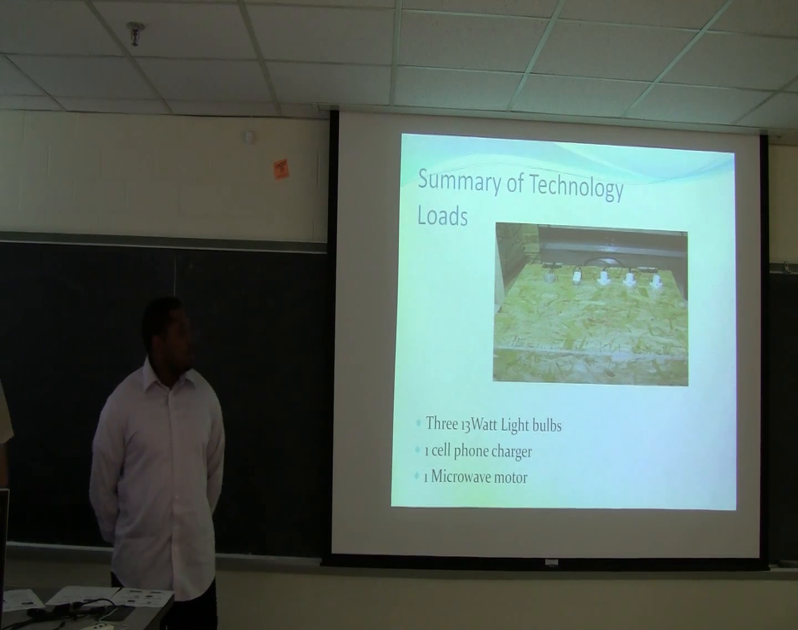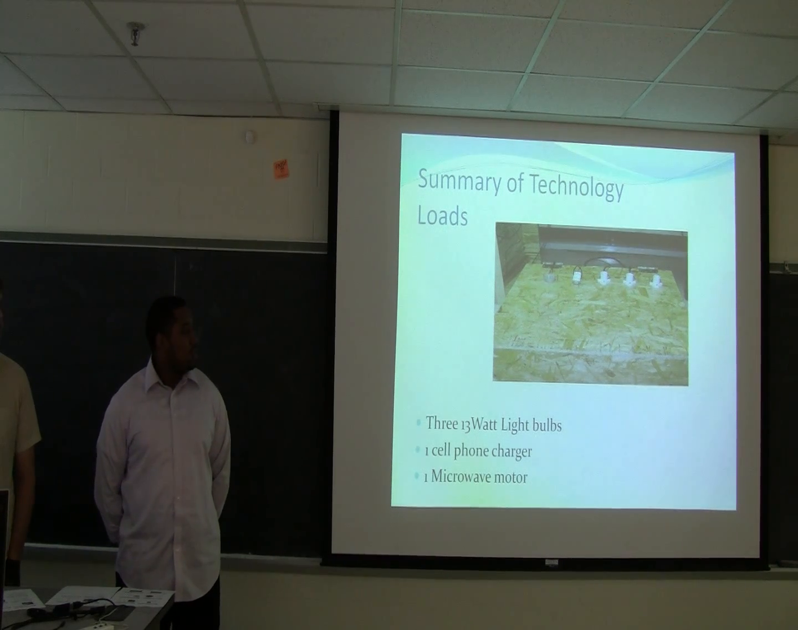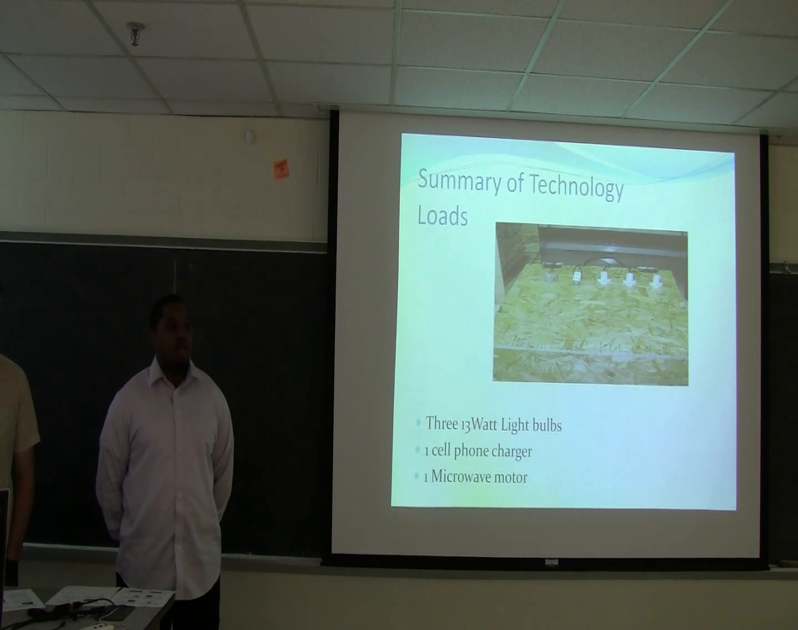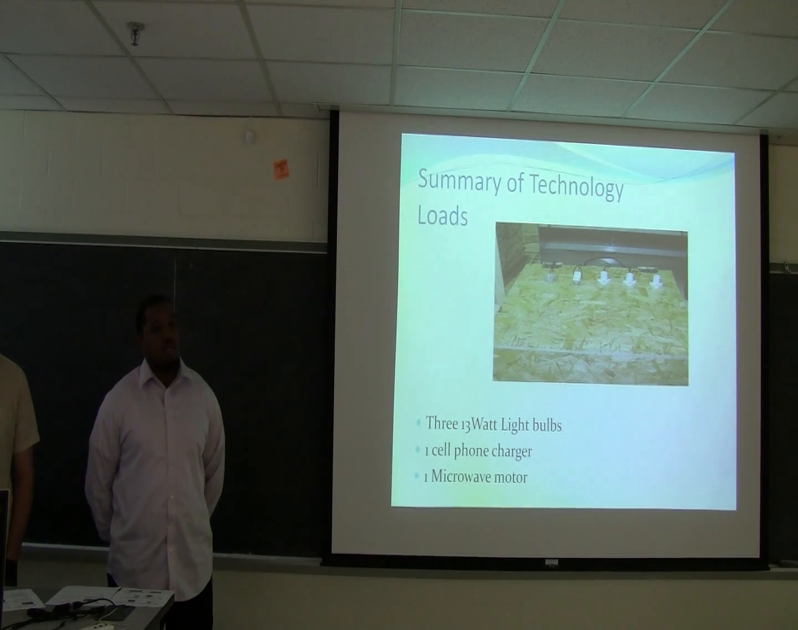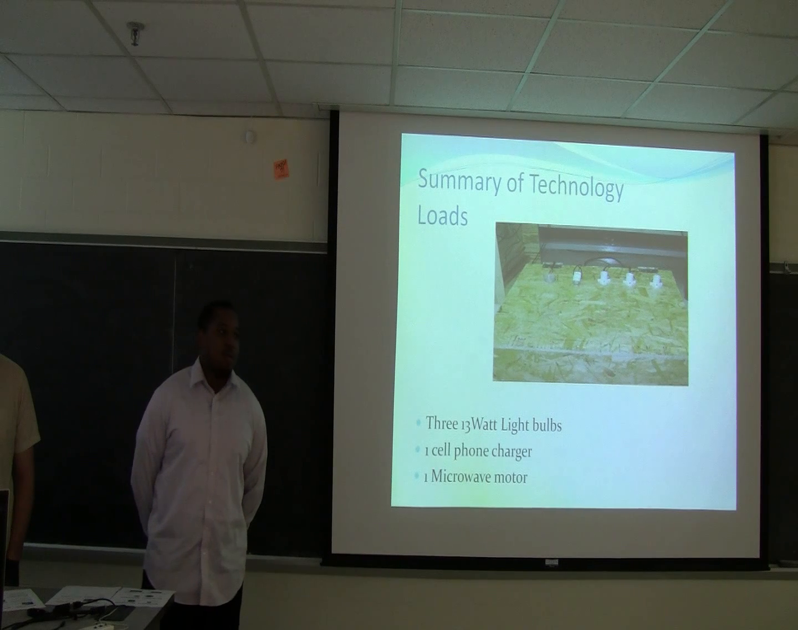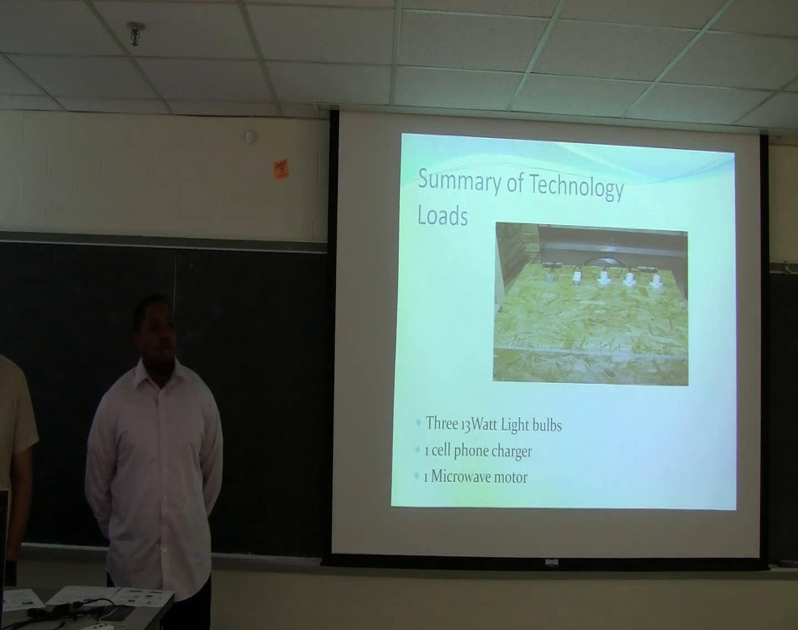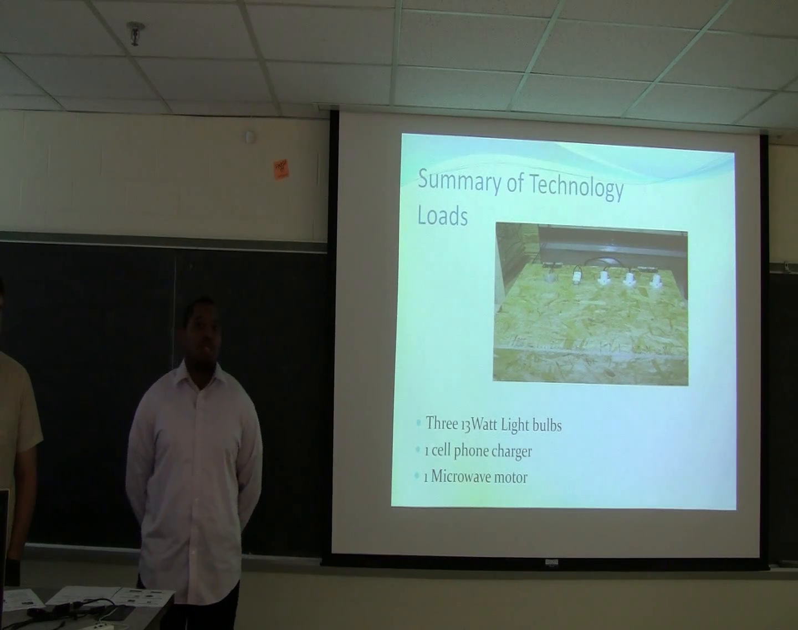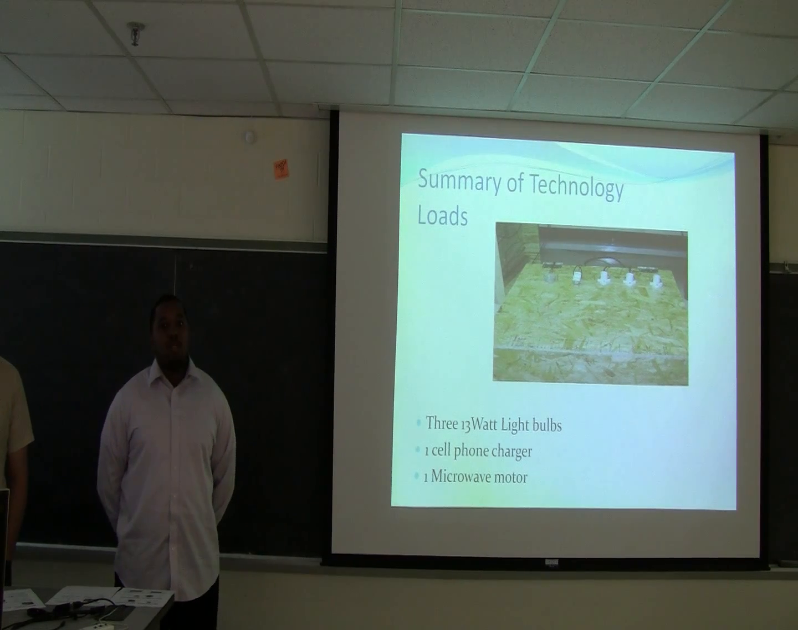Basically, these are loads that were simulated. It's three 13-watt light bulbs, a cell phone charger, and a microwave motor. The cell phone charger is crucial because about 3 months ago, during the heavy snow, a lot of people lost power, and they lost their ability to communicate as well. They weren't able to charge their cell phones, and even house phone lines now run on power from the utility.